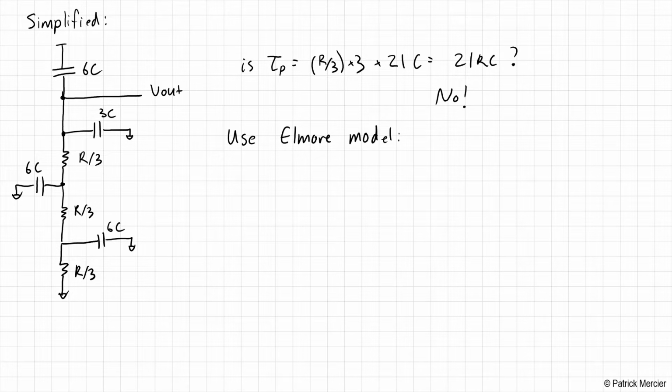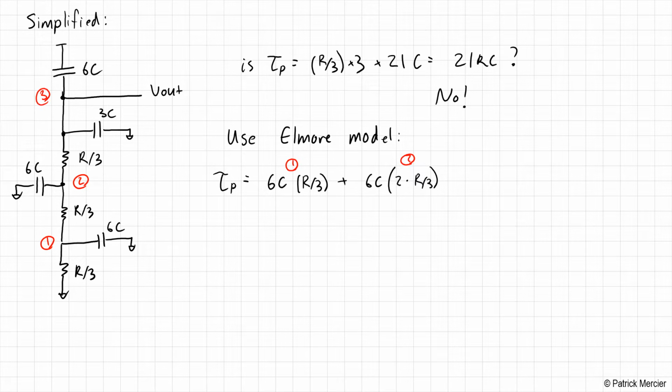Okay. Now, if we do that, we go ahead and we look at the capacitance at every node and write down what's going on there. So let's take a look at node 1 first. At this node, we have 6C of capacitance, and it goes through R/3 amount of resistance. So we'll label that node 1. Okay. Node 2 here, we have another 6C of capacitance, and in this case, it goes through 2 times R/3 resistors. Okay, so we'll label that as node 2.